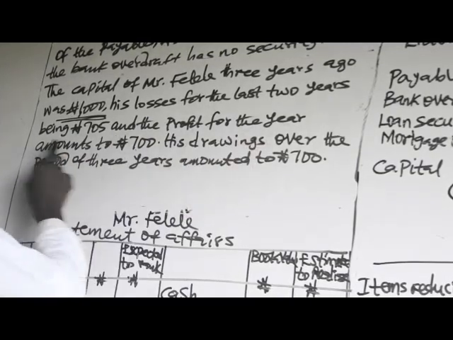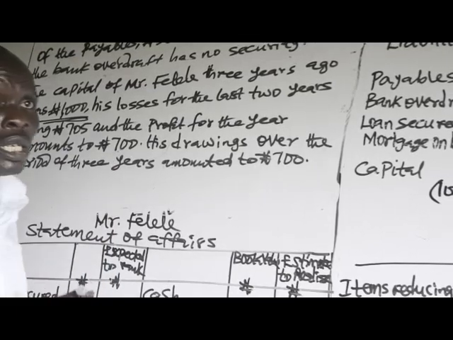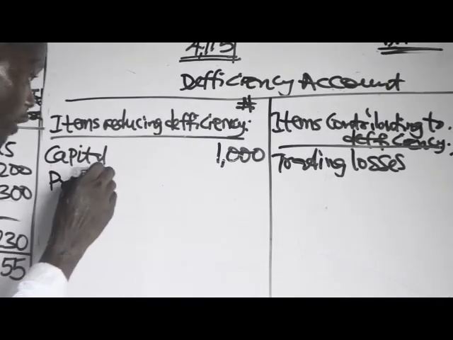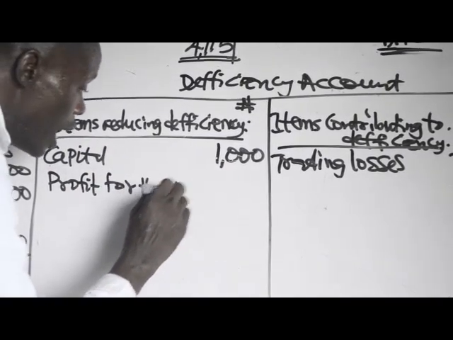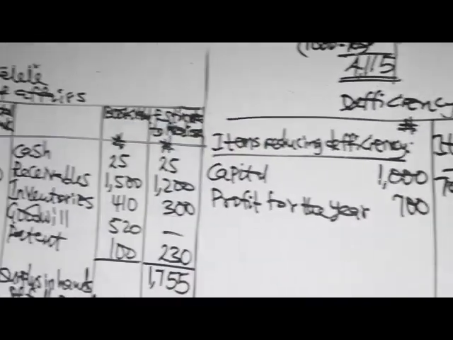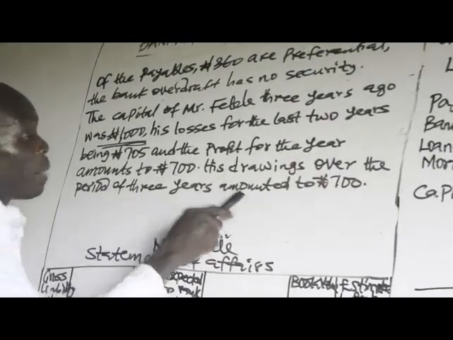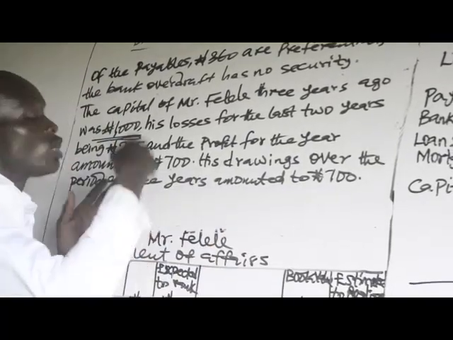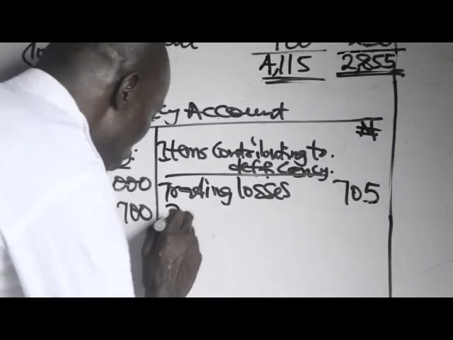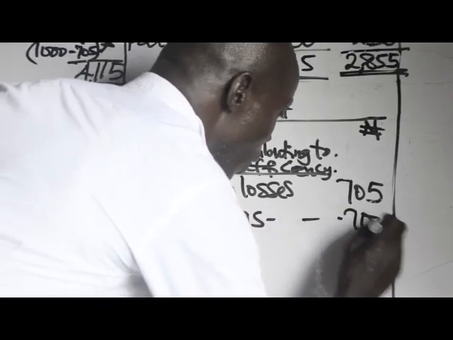And the profit for the year amounts to 700 naira. Profit will also lead to a reduction in deficiency. Profit for the year, we have that to be 700. His drawings over the period of 3 years amounted to 700. Drawings will lead to an increase in deficiency. Drawings contribute to deficiency. So we have it here, drawings, that is 700 as well.